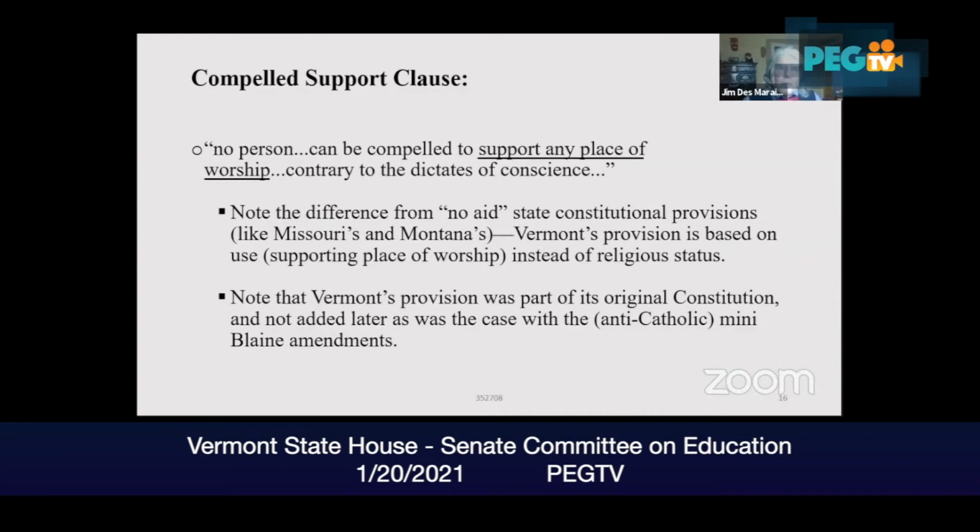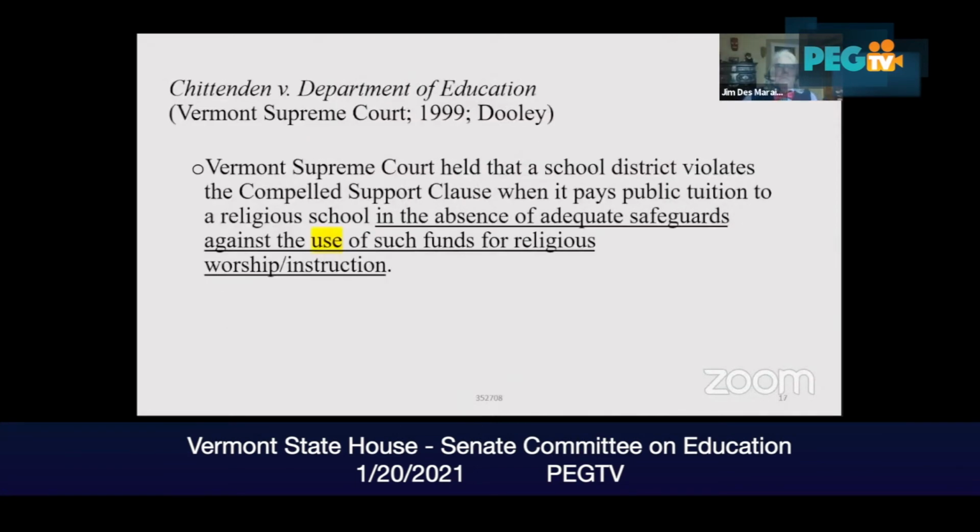So this is where this use versus status distinction really comes into play, because Vermont's constitution is different than the ones we discussed before. And note that Vermont's provision was part of its original constitution and not added later, as was the case with the anti-Catholic Blaine amendments. The leading case we have in Vermont is Chittenden v. Department of Education, decided by the Vermont Supreme Court in 1999.